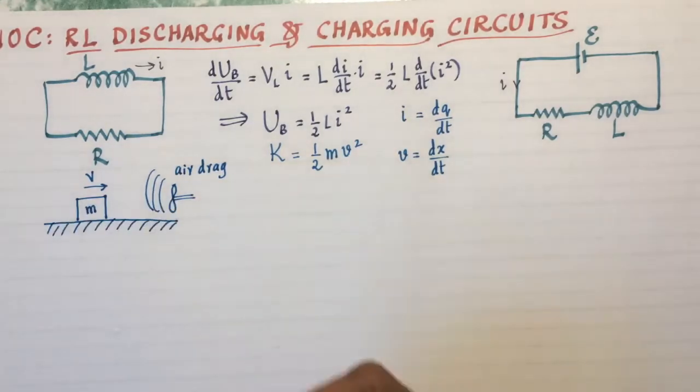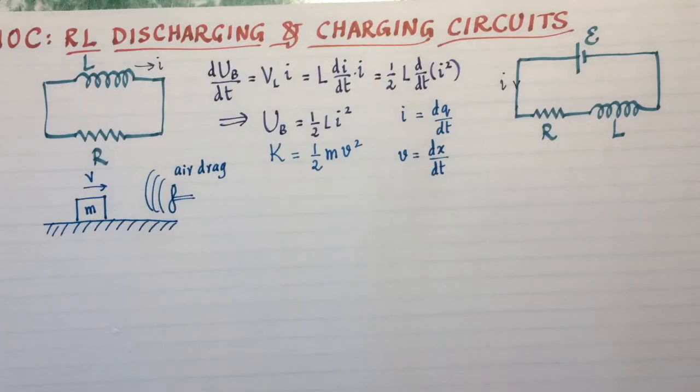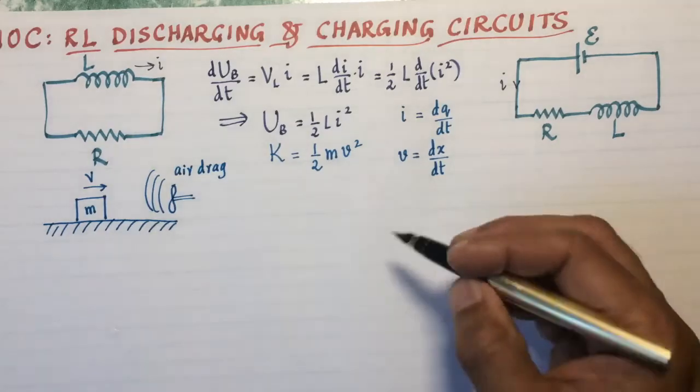If you try to solve this air drag problem in mechanics, you'll get the exact same expressions that you get here in this case. So that's one of the great advantages of doing everything using analogies. Okay, now let's proceed and solve the discharge circuit.